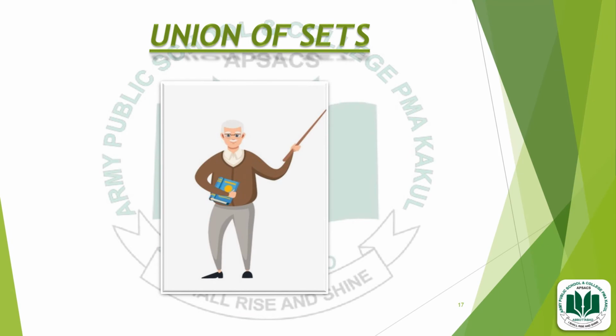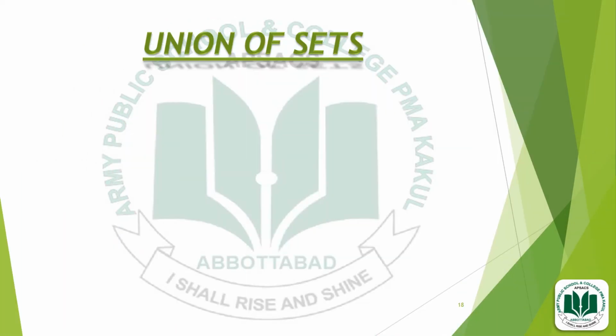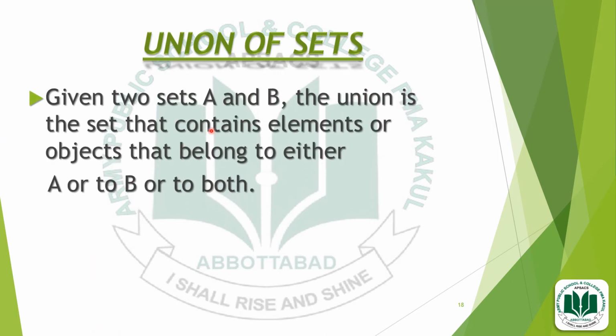Now let's discuss union of sets. Given two sets A and B, the union is the set that contains elements or objects that belong to either A or to B or to both. By union we mean we are going to unite the elements of both A and B sets.